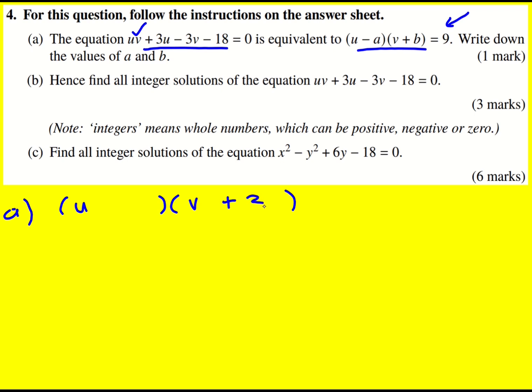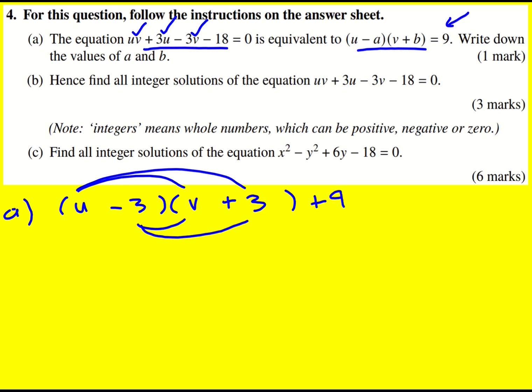And then if I put plus 3 in the right-hand bracket, that will guarantee me plus 3u when I multiply across. And then a minus 3 here will give me minus 3v. But I'm left with an extra term. I've got a minus 9 in there, so I need to add 9 to make up for it. I'm still minusing 18, and that is going to equal 0.